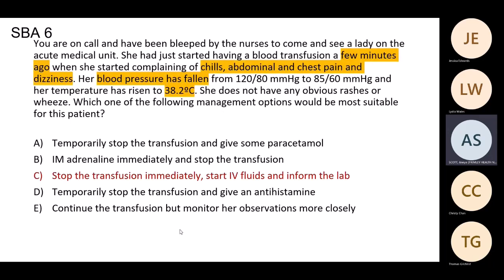So the answer was C, stop the transfusion immediately, start IV fluids and inform the lab. Does anyone know what transfusion reaction this one's referring to? Feel free to either unmute or type in the chat. We'll go through them all. There's one SBA and then we're going to go through them all, but just if anyone knows.